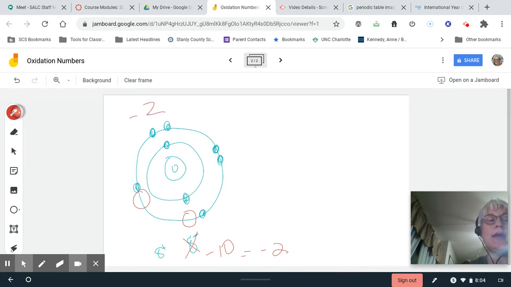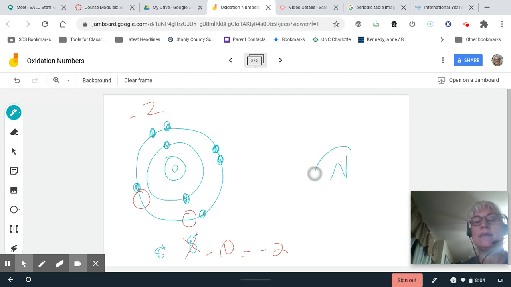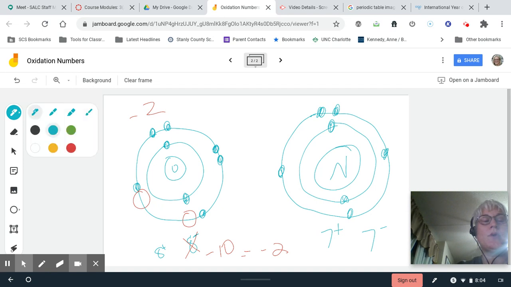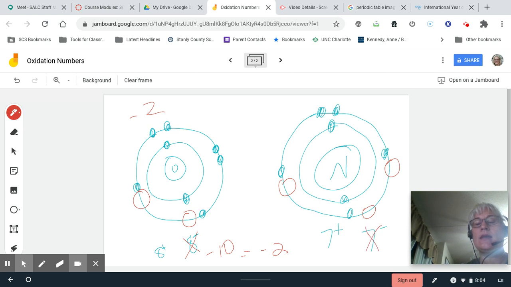So let's look at nitrogen. Nitrogen has 7 protons and 7 electrons. So that means 1, 2, and that means they're going to have 5 up here: 1, 2, 3, 4, 5. It has room for 3 more. That's why its charge is negative 3. If it accepts 3 more, that makes it 10 minus. So do the math. It's a minus 3 for the charge.